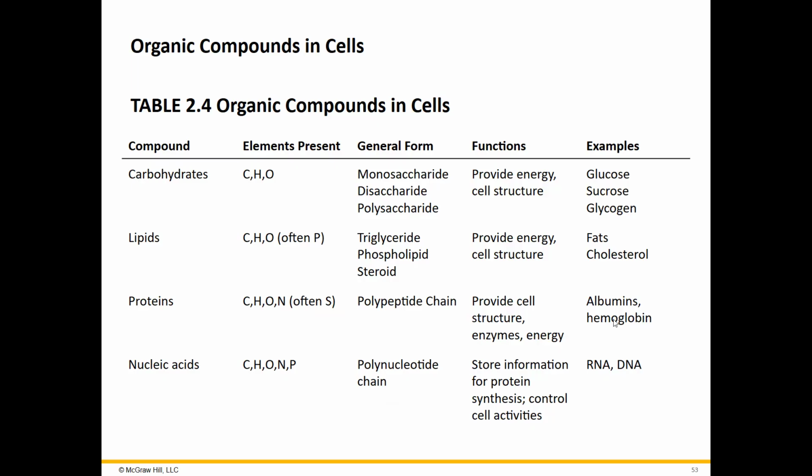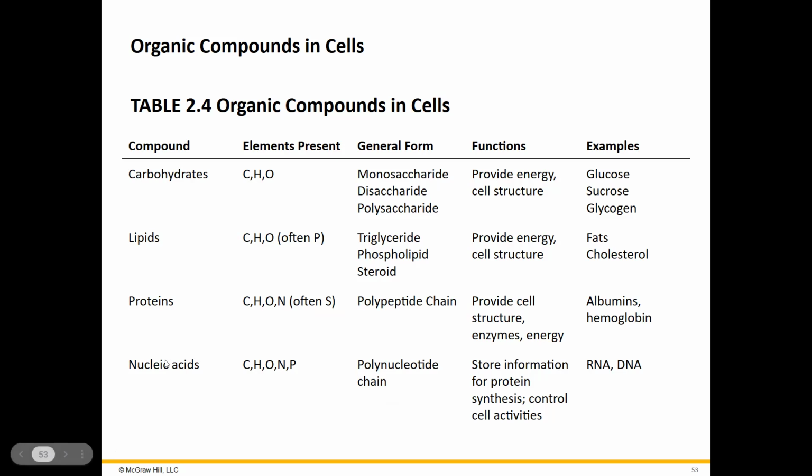Examples, although you don't need to know this, things like hemoglobin, albumins, yeah, those are examples of proteins. When proteins are building things, they're conforming. That's conformation. When proteins are destroyed, it's denaturation or denaturing.